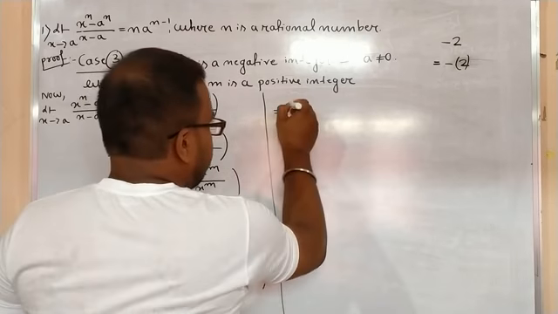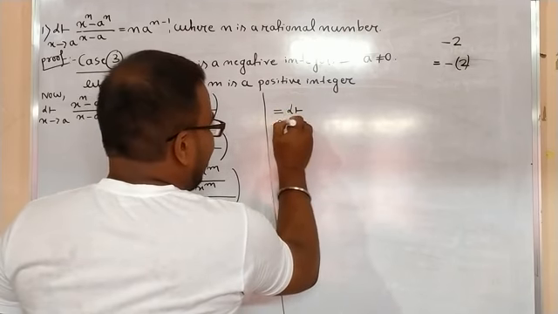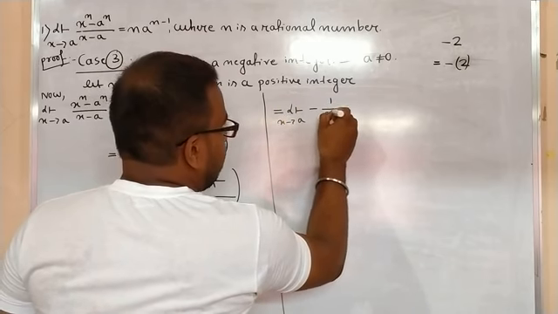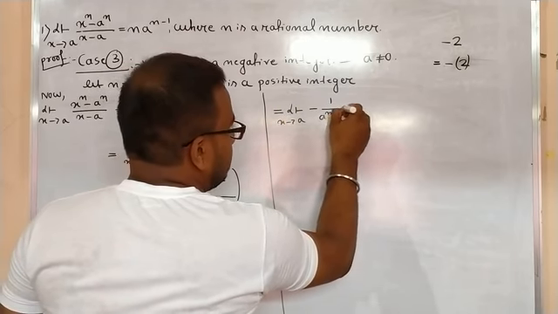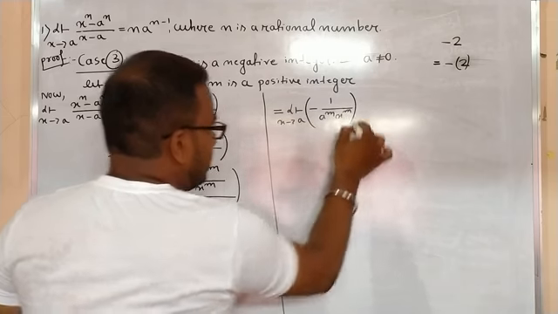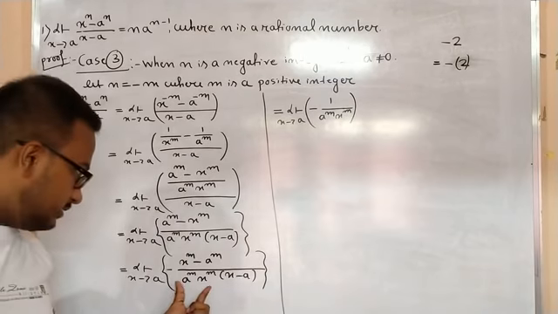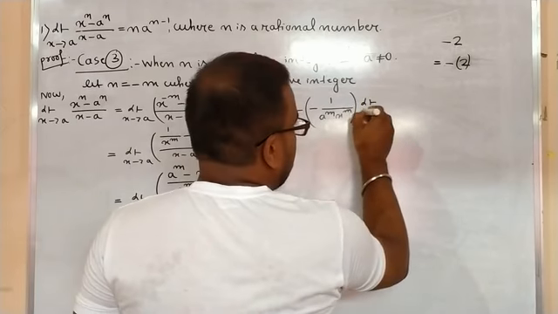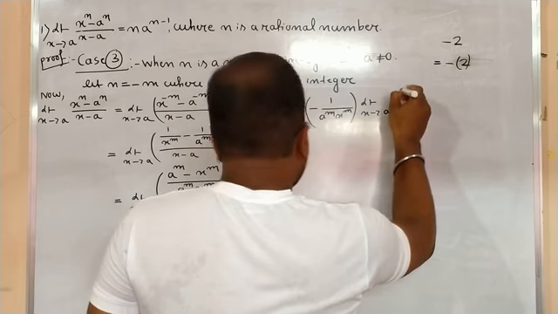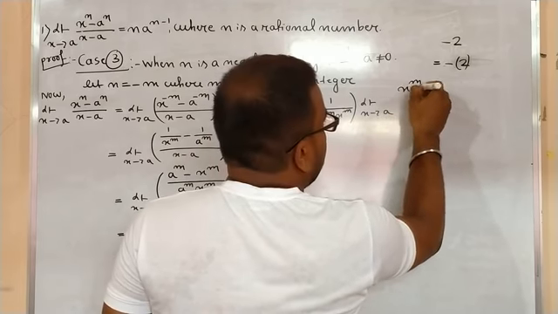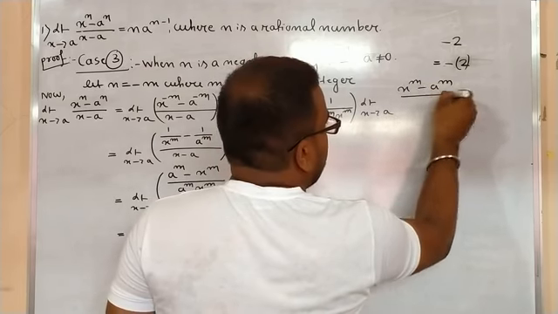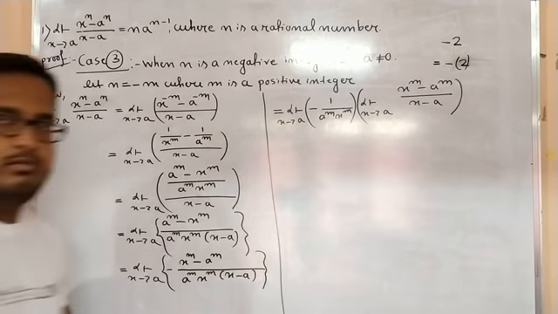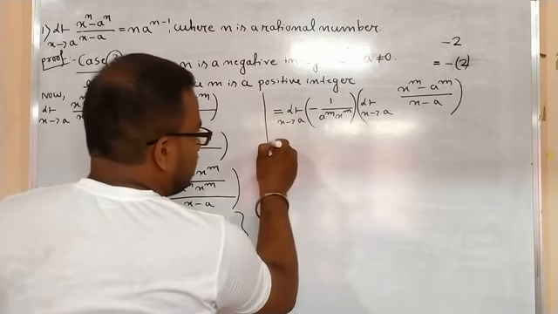So it is limit x tends to a of minus 1 by a to the power m into x to the power m, right? Isn't it? Because this term I have separated out. Then again limit x tends to a of (x to the power m minus a to the power m) by (x minus a). Right? Now this is equals to what?